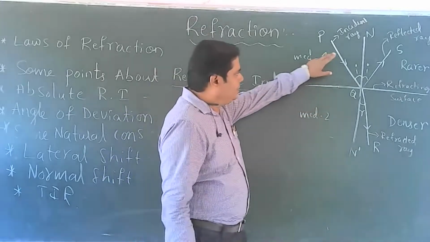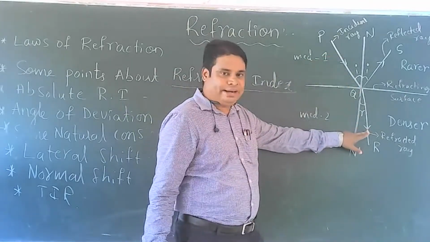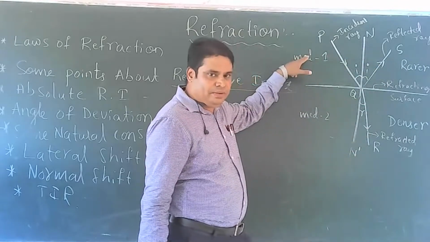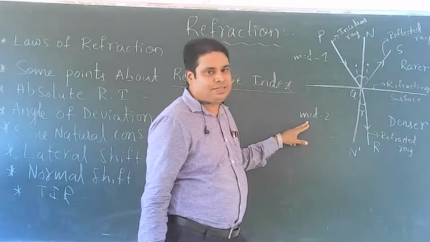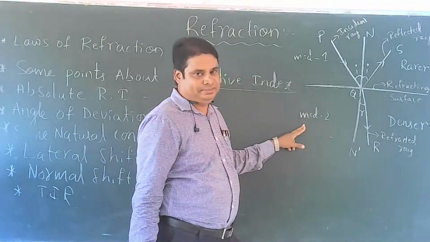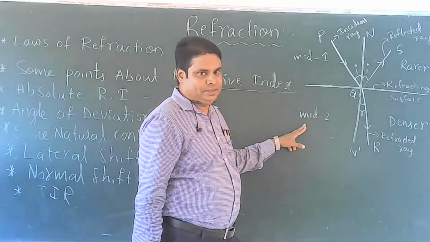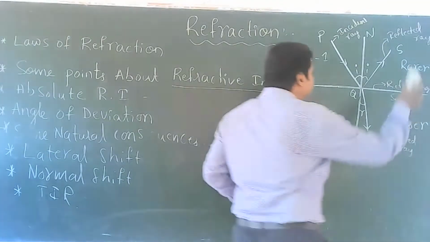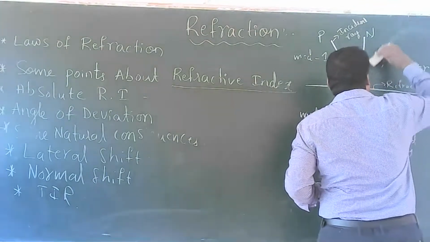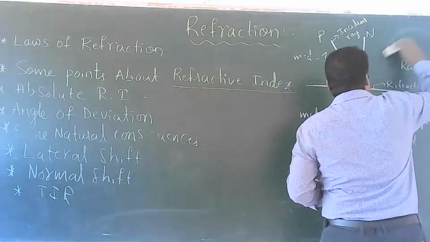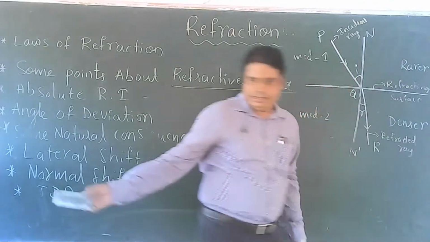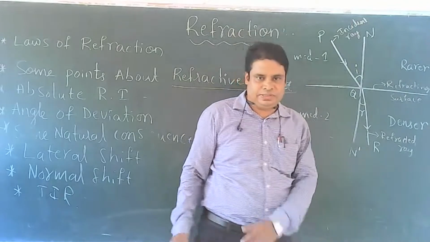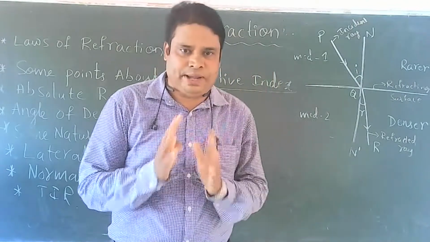Okay, incident ray, refracted ray, reflected ray, and a normal. Medium 1 which is rarer, medium 2 which is denser, optically denser medium. Okay, now for time being, let us forget the reflection. Let us consider only refraction.